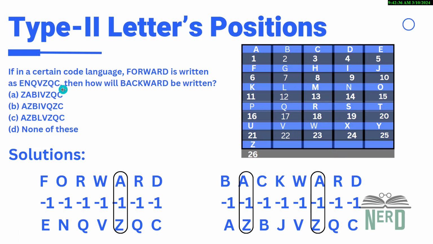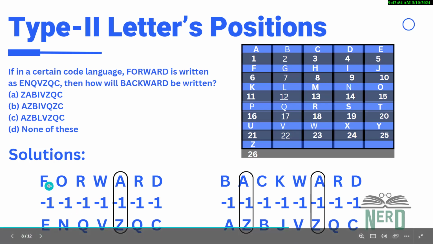So if the question says, if in a certain code language forward is written as ENQVZQC, then how will backward be written? So we'll just simply follow the formula, like we'll just put forward here and then see what pattern is happening. So E, so when we just -1, we'll get E, right?